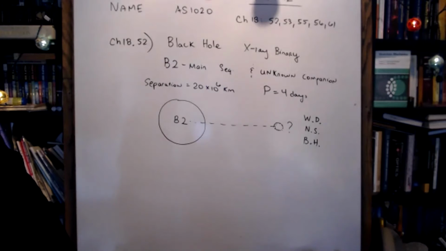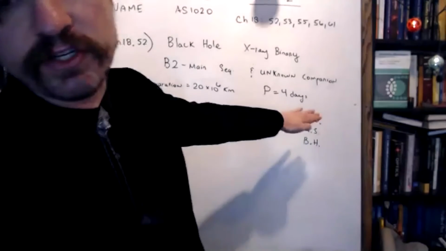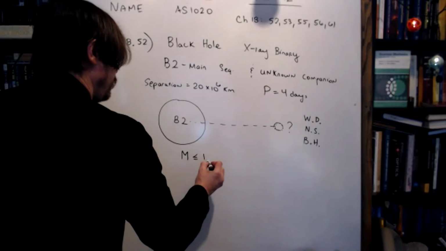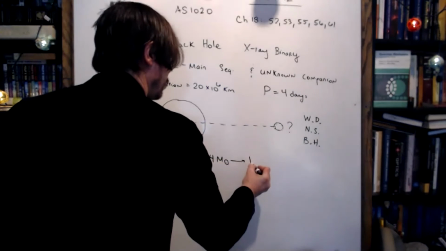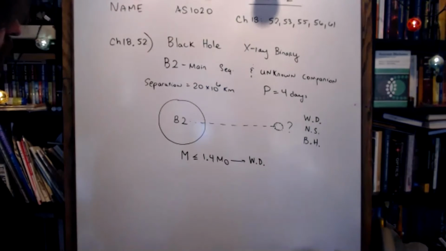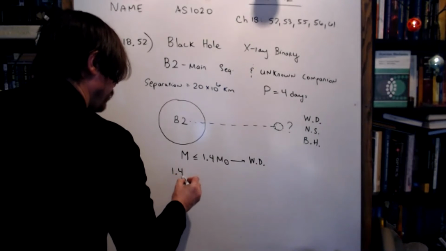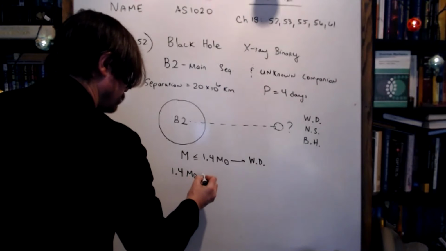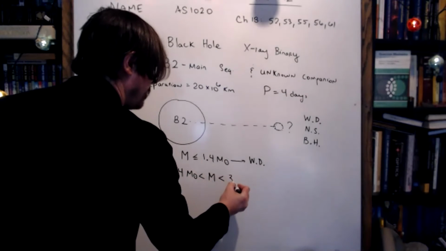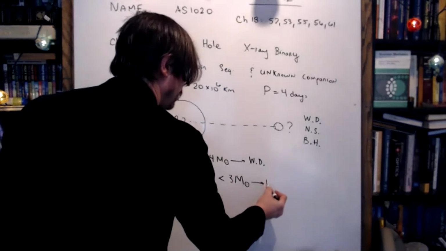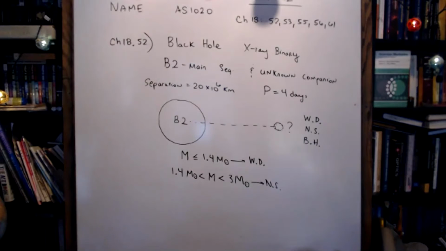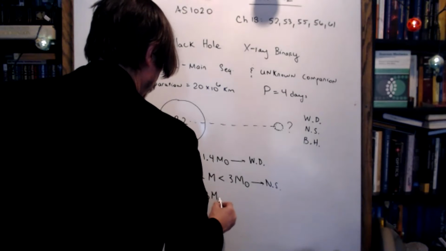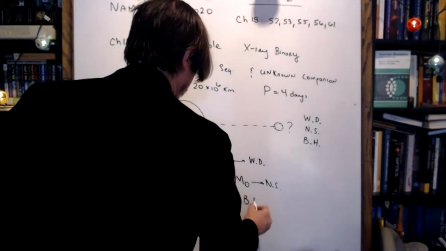Now, there are ranges for the masses of each of these objects. I only got to tell you about the Chandrasekhar mass limit today. If the mass is less than or equal to 1.4 solar masses, your object is a white dwarf. If the mass is greater than 1.4 solar mass units but less than 3 solar mass units, it is a neutron star. And if the mass is greater than 3 solar mass units, it will be a black hole.